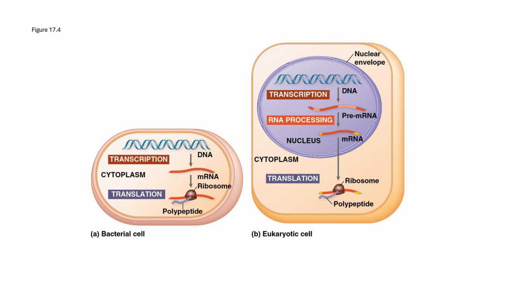In this figure, we can see that since bacterial cells do not have a nuclear membrane, its DNA can be transcribed into mRNA, and at the same time, there can be translation occurring of that mRNA. However, in the eukaryotic cell, because of that nuclear envelope that we just talked about, DNA to RNA, or mRNA specifically, is going to happen within the nucleus.